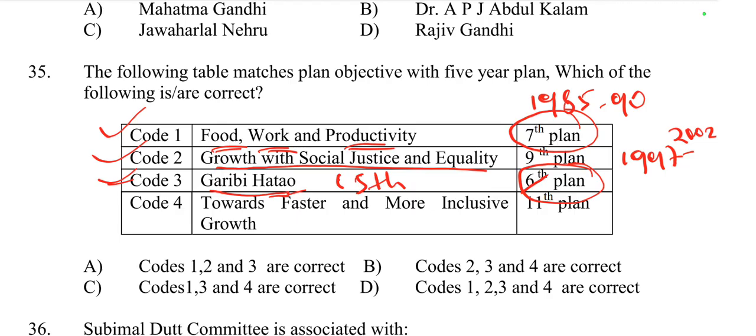So option C is also right. Then the code: towards faster and more inclusive growth. This was the objective of the 11th 5-year plan. This is also right. So code 1, 2, 3, 4 all are right here according to the 5-year plans. The fifth 5-year plan time period was 1974 to 78, the sixth 5-year plan was 1980 to 85, and the 11th 5-year plan was 2007 to 2012.